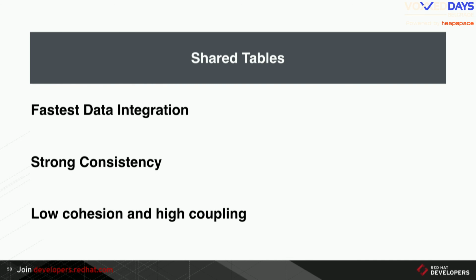First integration, shared tables. It's the fastest data integration technique possible. You always have strong consistency because you're reading from the same database with transactions. It has low cohesion and high coupling because you're reading and writing from the same set of tables from both your microservice and your monolith.